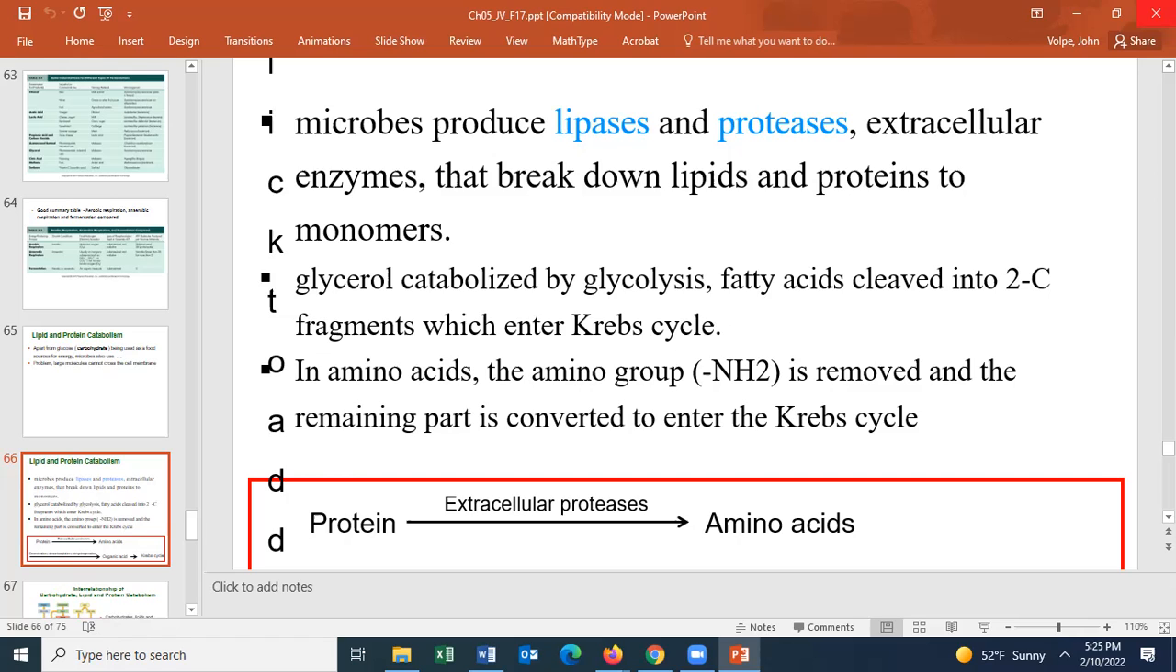A marathon runner can digest the lipids directly, but they have to be running for 45 minutes before they can directly digest the lipids. And I don't know how long into the run it takes before a marathon runner starts digesting proteins, but they can also digest proteins.